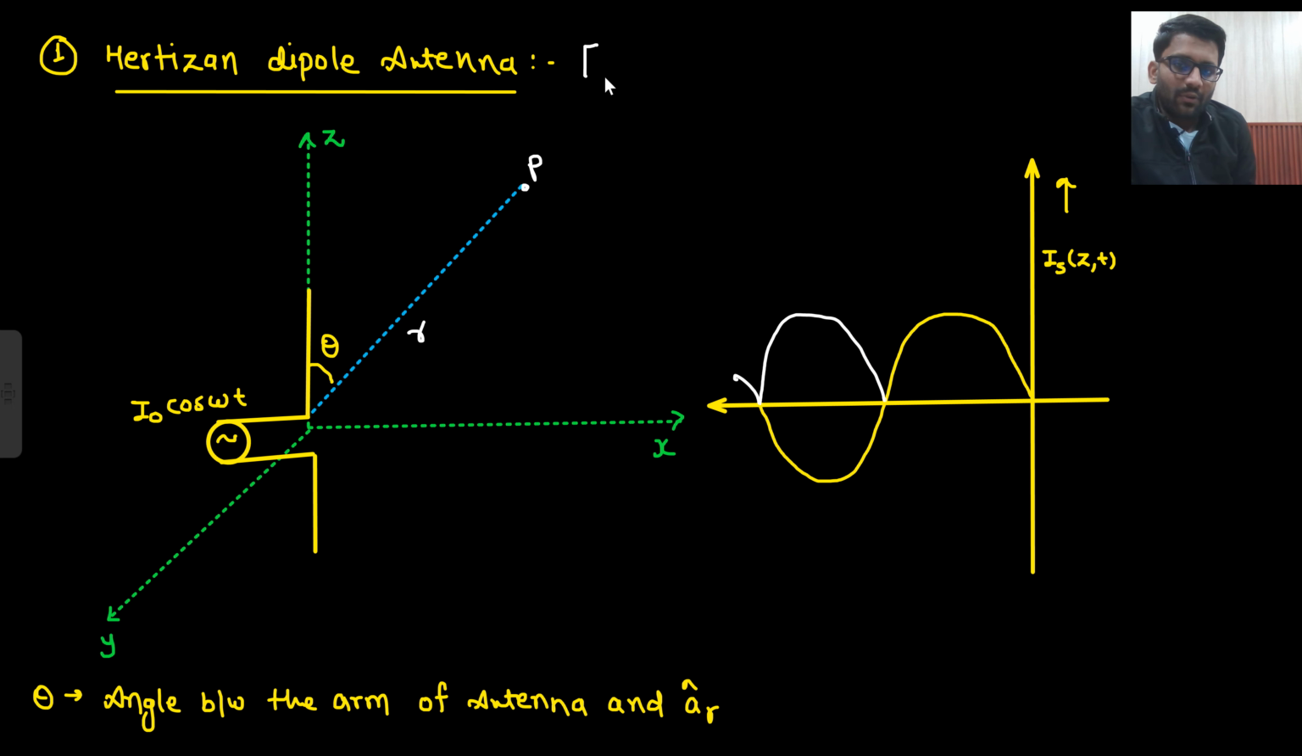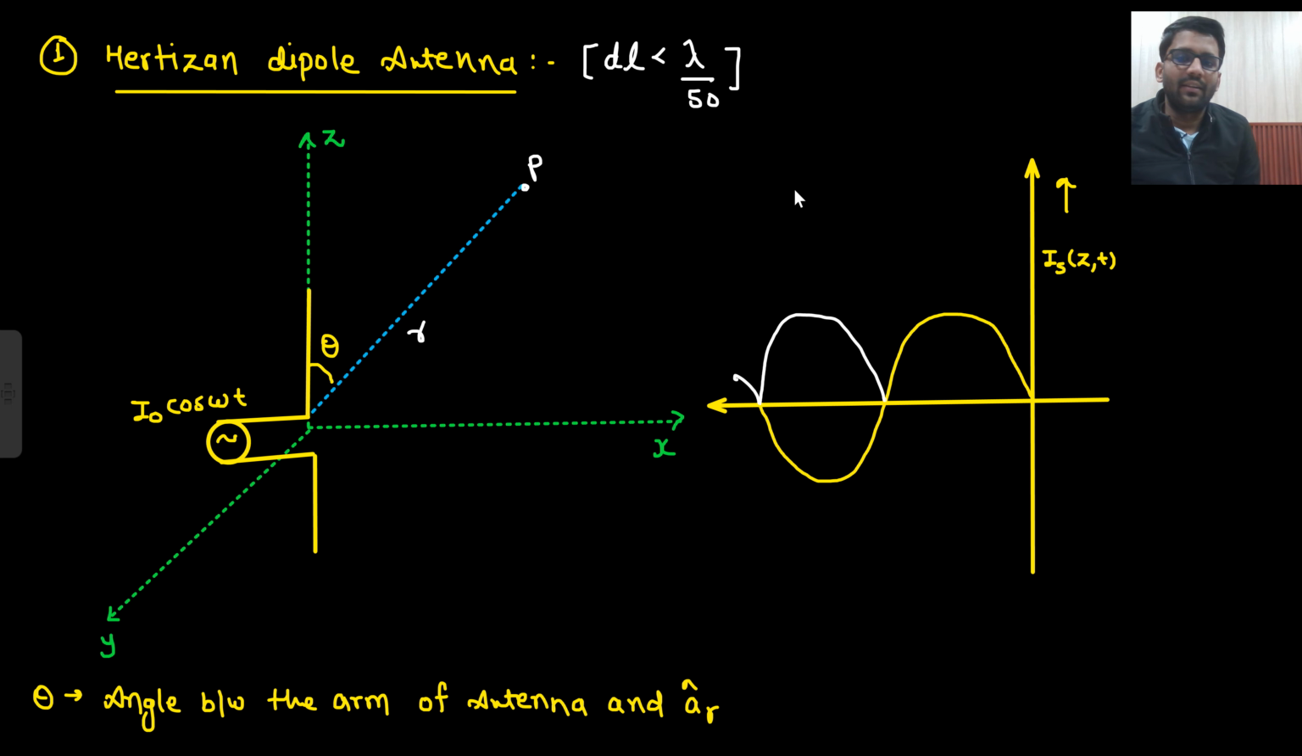So the length is very small. How small? Your length is less than lambda by 50. Look, the length is very small, no? Since the length is very small, sometimes the length of a Hertzian dipole antenna is shown by dl. Here dl is not a small portion that we are taking. No, dl is the length of the Hertzian dipole antenna only. Since it is very small, that's why we are showing it as dl.